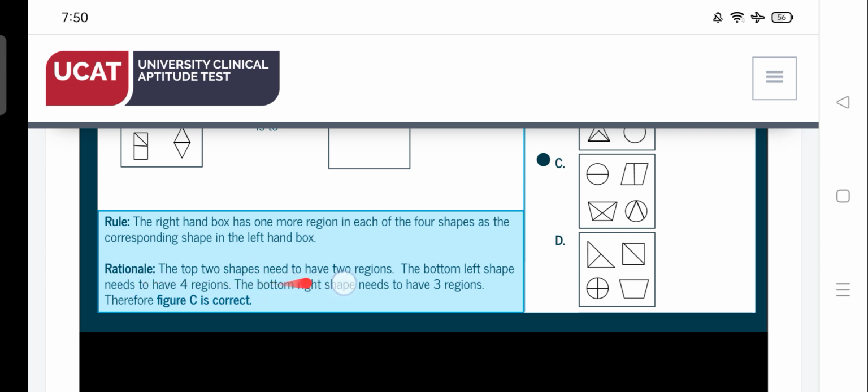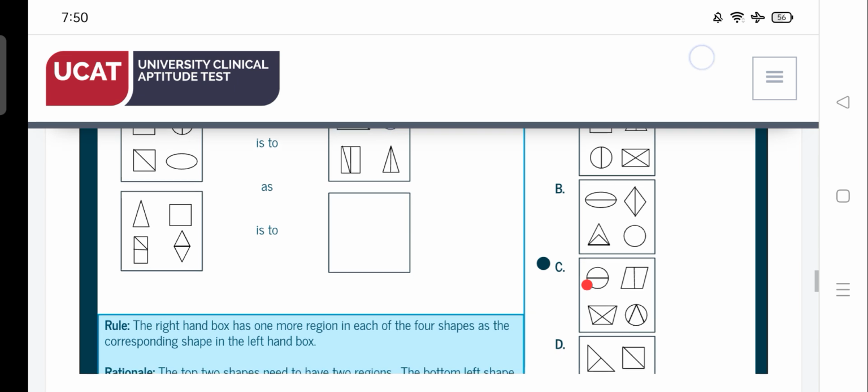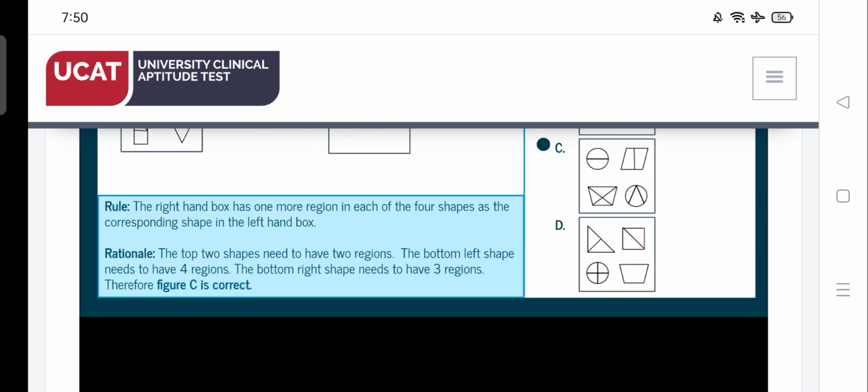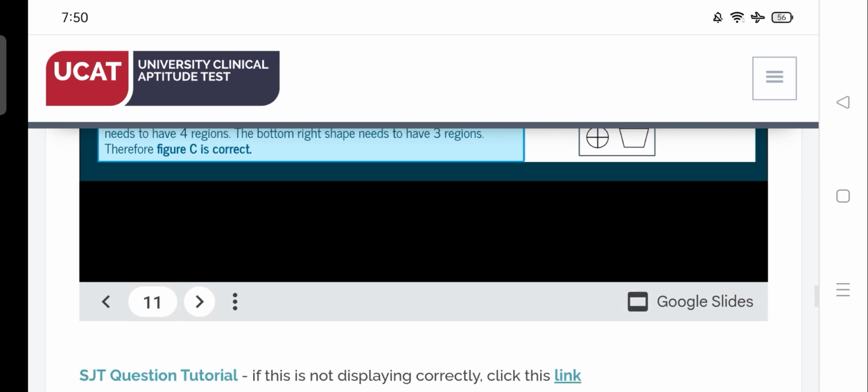The top 2 shapes need to have 2 regions. The bottom left shape needs to have 4 regions. The bottom right shape needs to have 3 regions. Therefore, figure C is correct. This option C, this set of shapes, is the correct one. This one is related to the group of shapes. So by using this rule, you can conclude this answer.